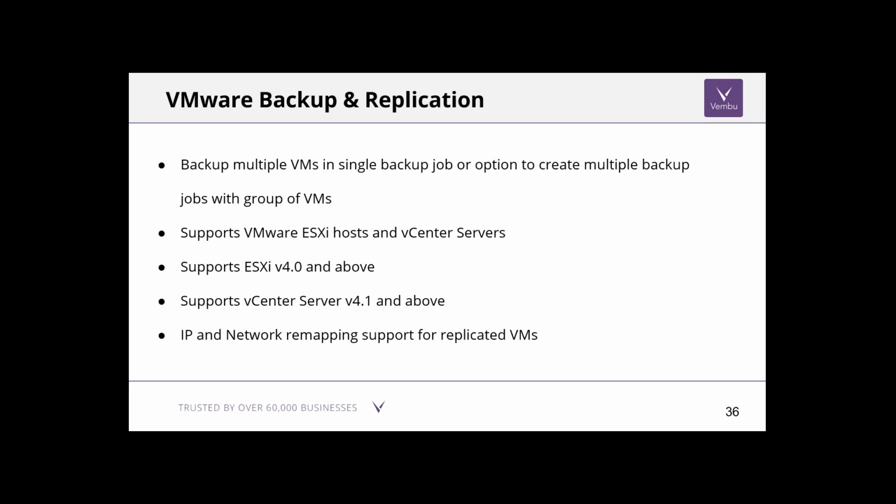In terms of VMware backup and replication, you may select multiple VMs in a single backup job. We also support backing up the ESXi host, or you may select the vCenter and back up all the ESXi hosts attached to that vCenter in a single shot. We support ESXi version 4.0 and above, and vCenter servers 4.1 and above. Even during replication of VMs to the target ESXi host, you have the option to select IP and network remapping as well.